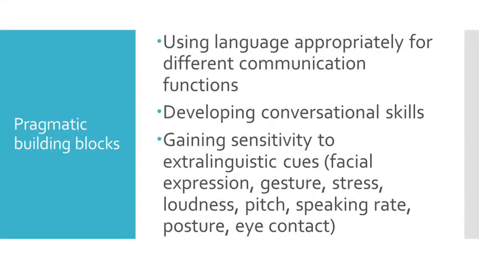There are 3 different building blocks for children's pragmatic development. First, they need to be able to use language appropriately for different communication functions. Second, they need to be able to develop conversational skills. Third, they need to be able to gain sensitivity to extra-linguistic cues such as facial expression, gestures, stress, loudness, pitch, speaking rate, posture, and eye contact.